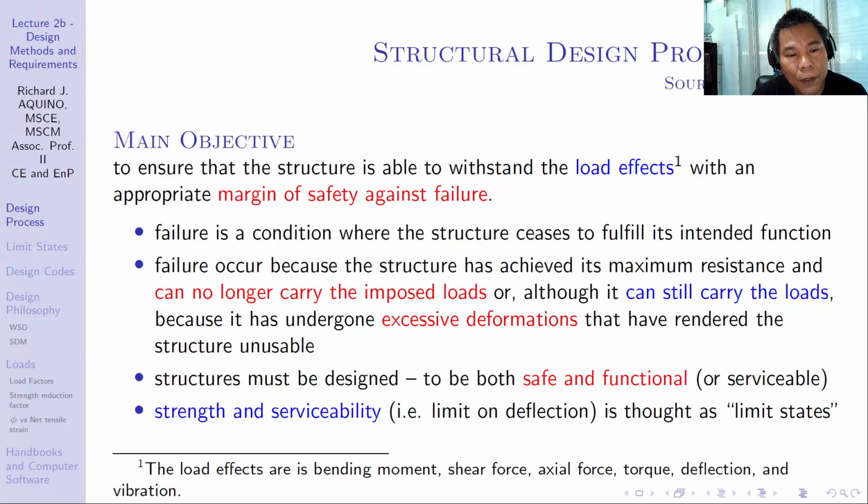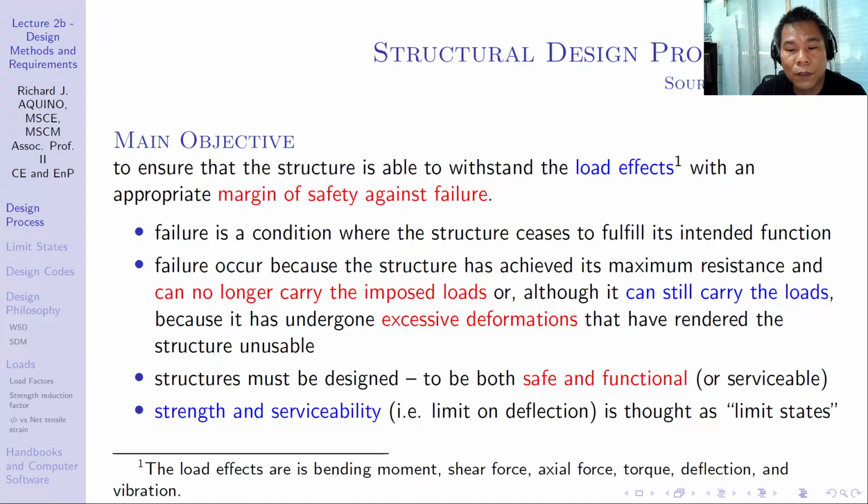What is failure? Failure is a condition where the structure ceases to fulfill its intended function. Failure occurs because the structure has achieved its maximum resistance and can no longer carry the imposed loads. Or although it can still carry the loads, take note, because it has undergone excessive deformations that have rendered the structure unusable. So it's not necessary that since the structure can still carry its load, then failure has not occurred. But if it underwent excessive deformation, we can consider it already a failure.